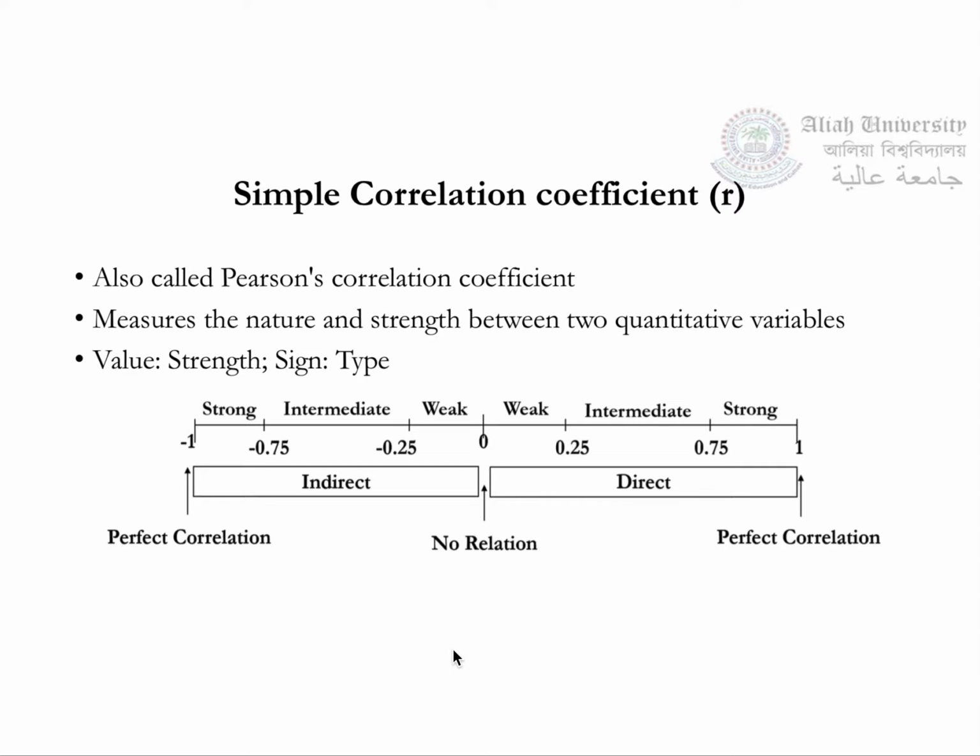The simple correlation coefficient, denoted by R, is also known as Pearson's correlation coefficient, and its value can range from -1 to +1, wherein 0 indicates no relation. The value of R has two aspects. One is its sign. If it is a positive sign, that means it is a direct or positive correlation, which means an increase in one leads to an increase in the second variable as well. A negative sign value of R will indicate an indirect or inverse correlation, which means an increase in one leads to a decrease in the other.